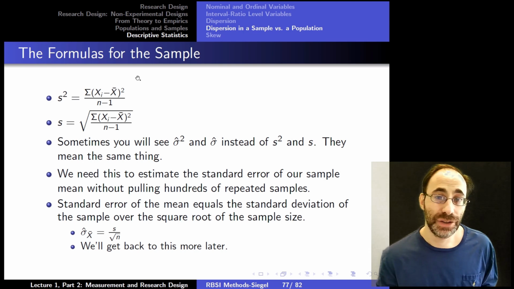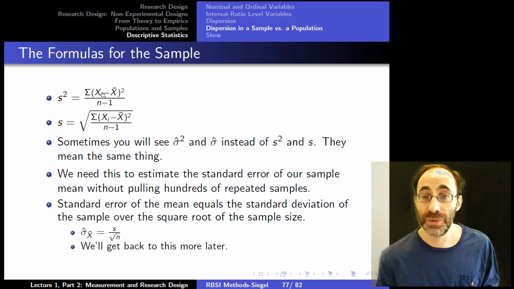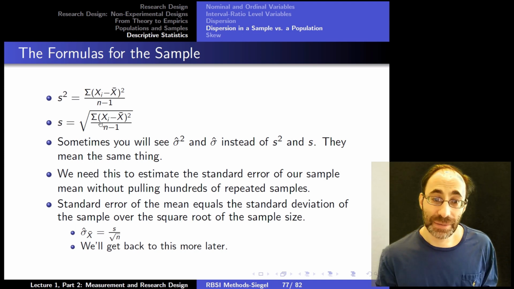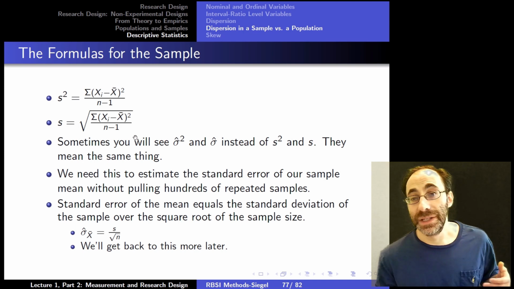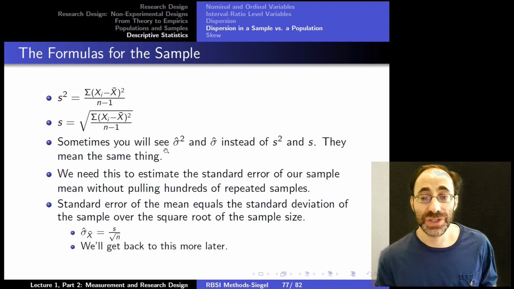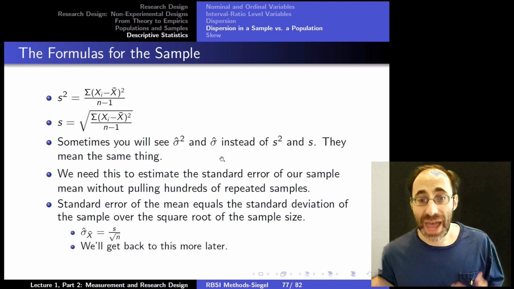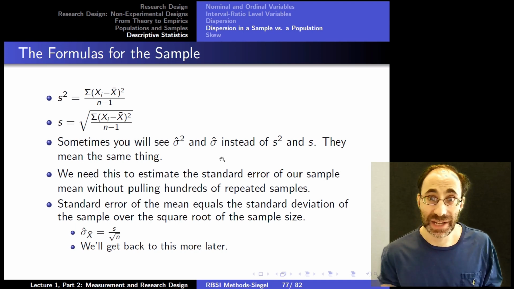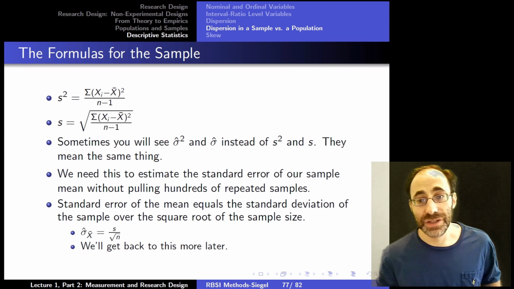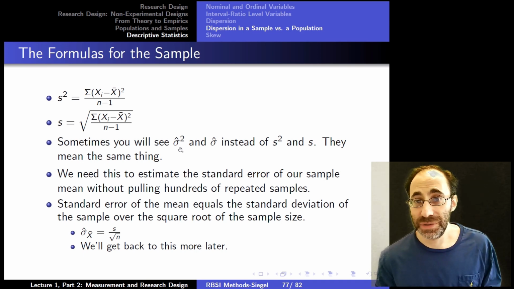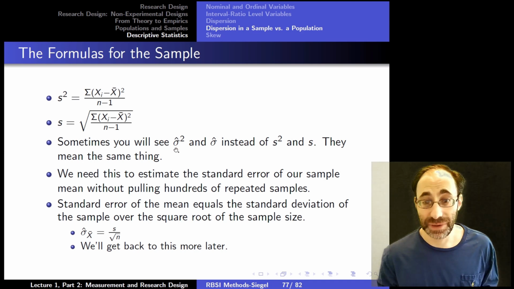Okay, so to reiterate, here are the sample formulas. S squared is the sum of squared deviations, the sum of squared errors, over n minus 1. The standard deviation for the sample is the square root of that. Sometimes, potentially confusingly, you will see instead of s squared and s, sigma squared hat and sigma hat. These hats mean the same things as s squared and s in this case. Hats in general are estimates. So our estimate of sigma squared in some sample. They mean the exact same thing.